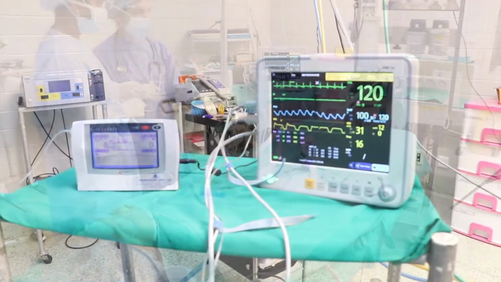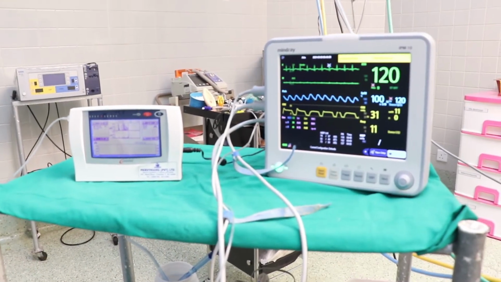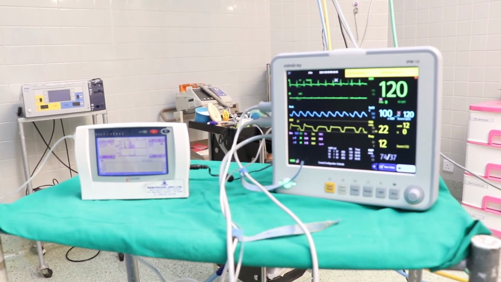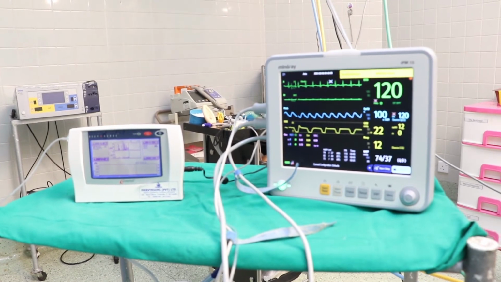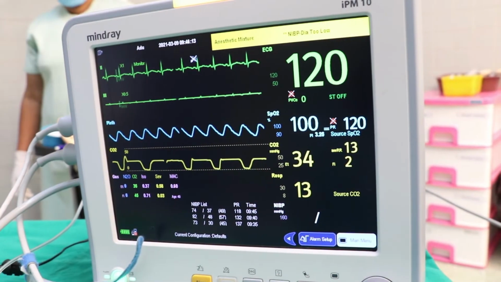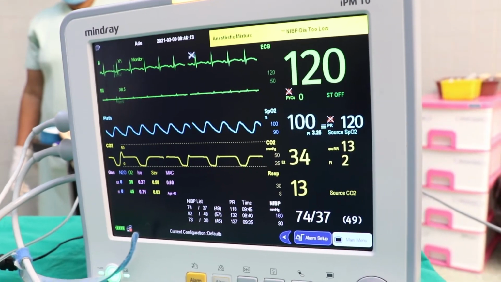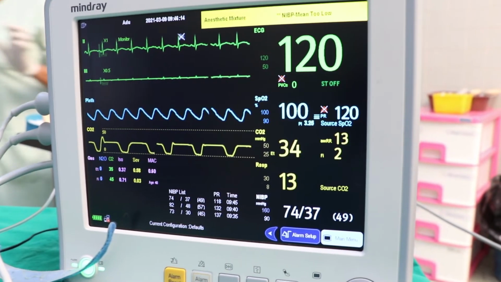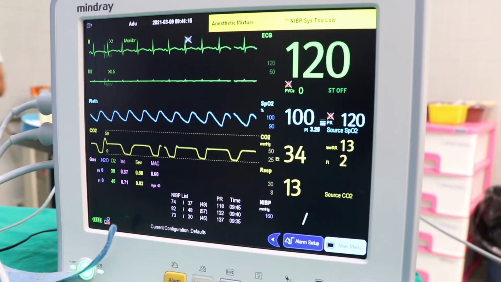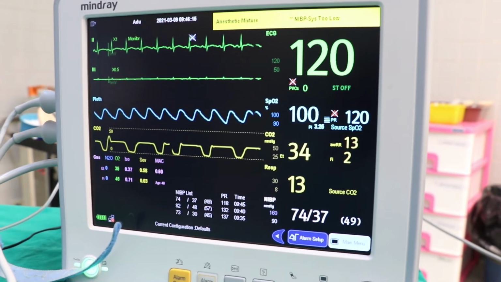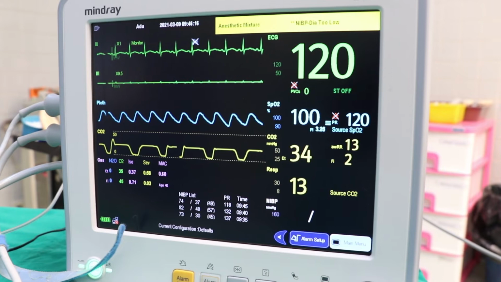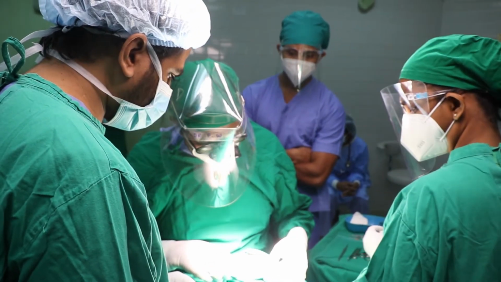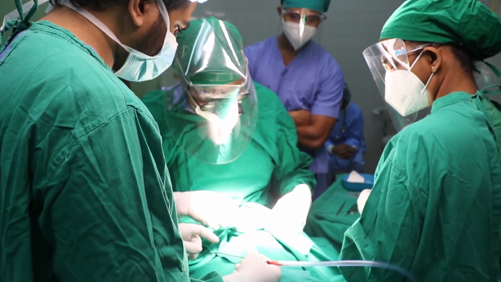Now the patient is connected to the ventilator, airway pressures are optimal, and all vital parameters are stable. The patient's heart rate is around 120 per minute. Oxygen saturation is 100%. End-tidal capnometer shows a reading of 34, and the blood pressure is normal at 74 by 37 millimeters of mercury. Anesthetic gases are being monitored and those are normal. And the surgeon is starting the operation now.